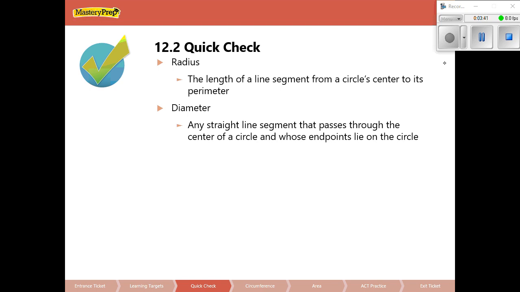So the diameter is any line segment that goes from one end of the circle to the other and cuts through the center. If we're just going from 2 points on a circle, it's not the diameter, it's actually called a chord. A chord is any line segment that connects 2 points on a circle, which actually would include a diameter. Now, how would you find the diameter if you were given the radius? The diameter is equal to twice the radius, and the radius is equal to half the diameter.